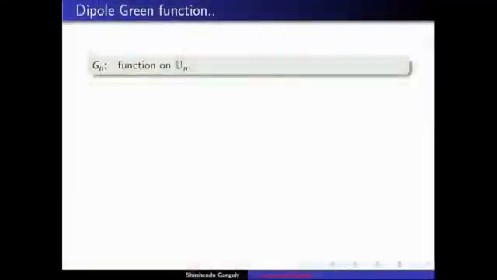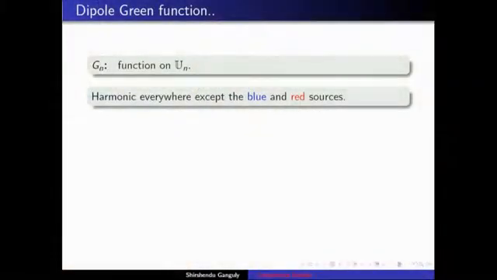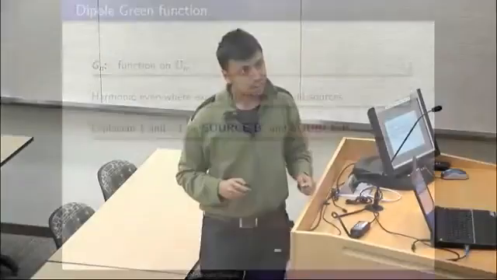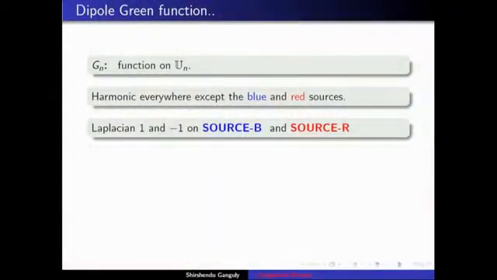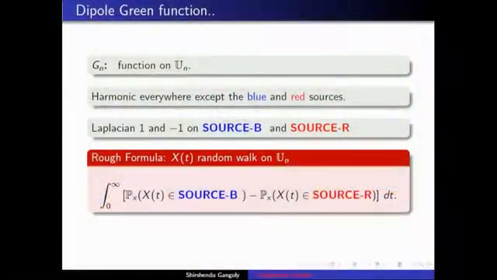Okay, so before doing that, I'll define semi-formally what the Green's function is. It's harmonic everywhere except at the blue and red sources. You have these two disks, it's harmonic everywhere else, and the Laplacian is sort of 1 and minus 1 on these two sources. I'm suppressing some constants, so I actually don't want 1 and minus 1, I want something else, but up to constant this will be the function. And the rough formula is, xt is say the random walk on the graph, and then you basically look at the time that the random walk spends in one source minus the time it spends on the other source.